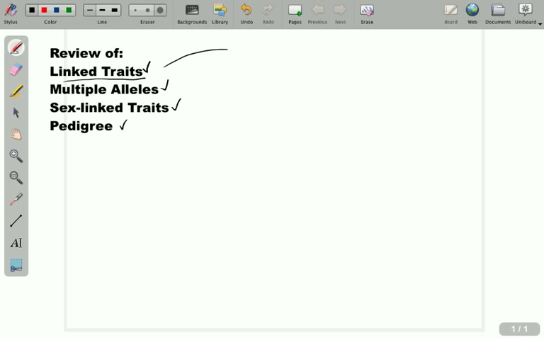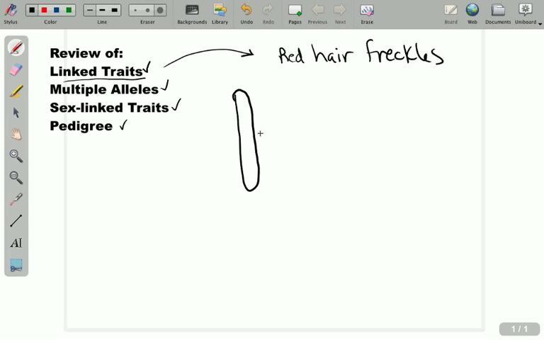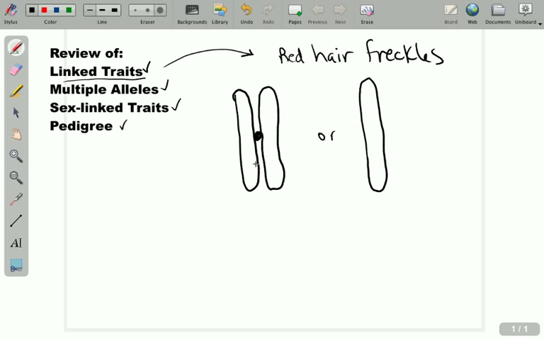Linked traits were what we talked about when we asked why people have red hair and freckles. Basically, the reason they're inherited together is because they're on the same chromosome. And if you remember, a chromosome can either be this or this. This one is after it's replicated, and this one's before it's replicated. But basically it means red hair and freckles are found on the same chromosome like this. And so when they become sperm and egg, they get inherited together. They're like a package deal.